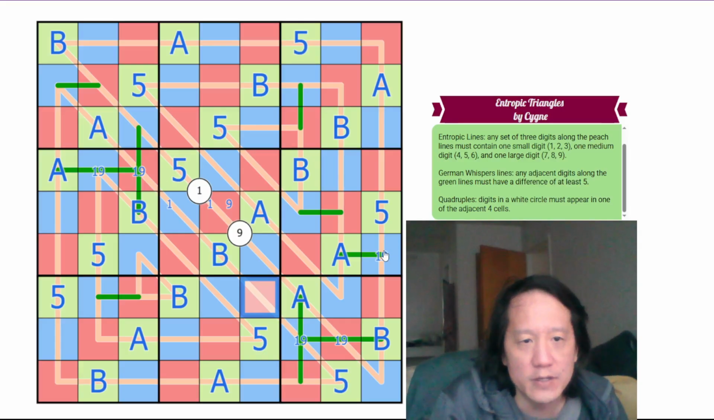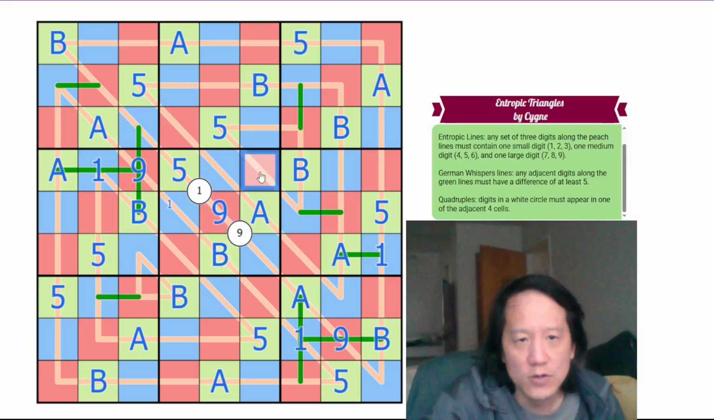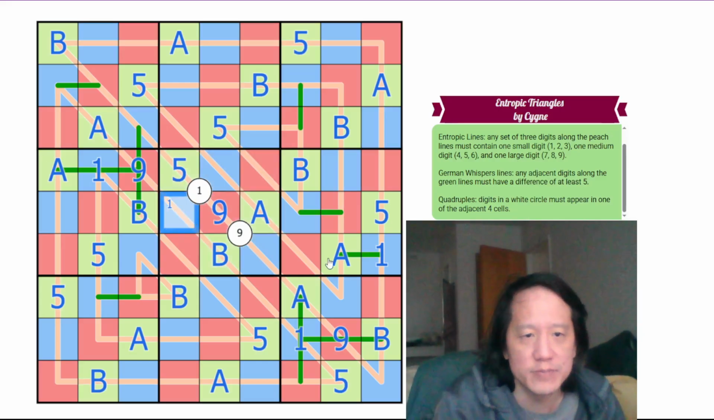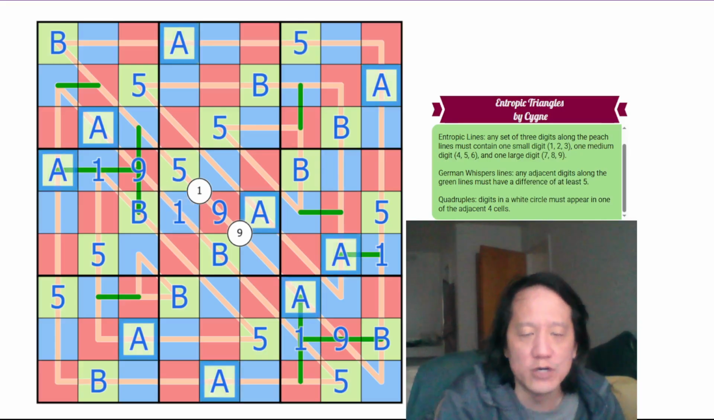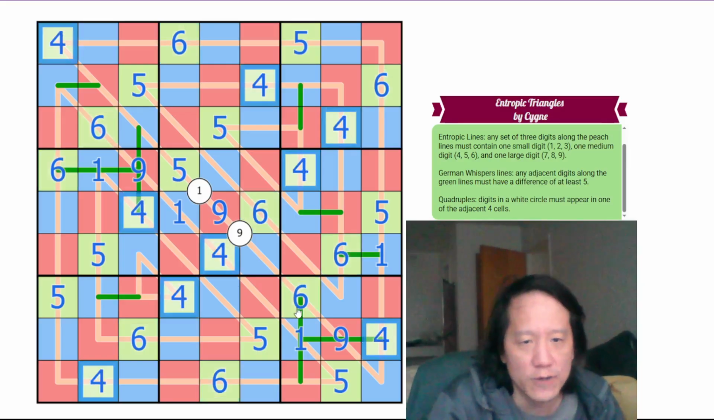So that means these are 1. So these are 1. That means these are 9. So this is 1. This is 9. This has to be 9 here. Where's the 1 in this box? It must be here. So that means A's have to be next to the 1, so they're 6. B's have to be next to the 9, so those are 4.